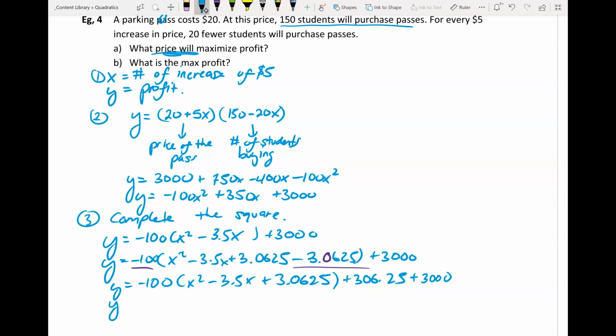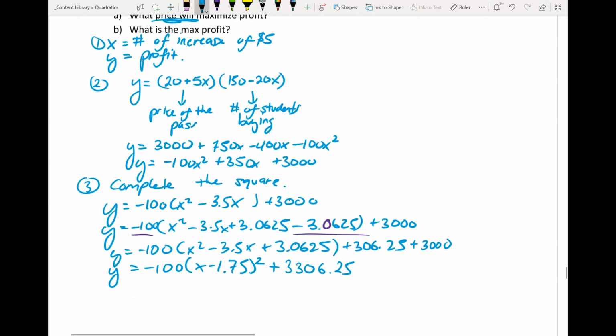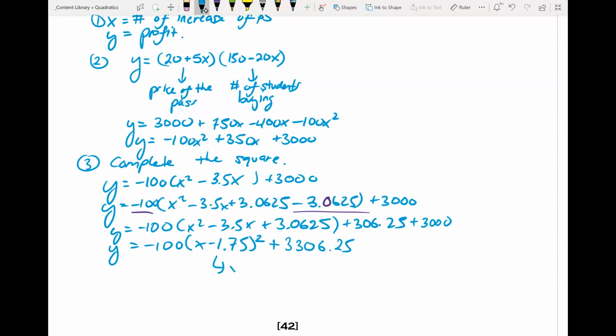Then finish this off. So we're going to factor, and we'll get x minus 1.75 all squared. Then we're going to combine what's on the outside. That's 3,306.25. So that means x is 1.75. This is how many times we're going to increase our price by $5.